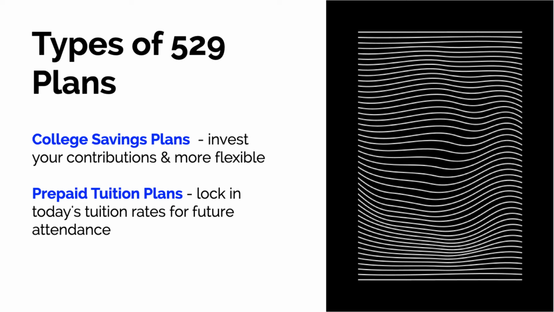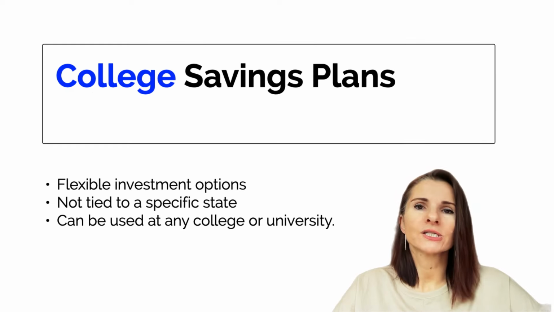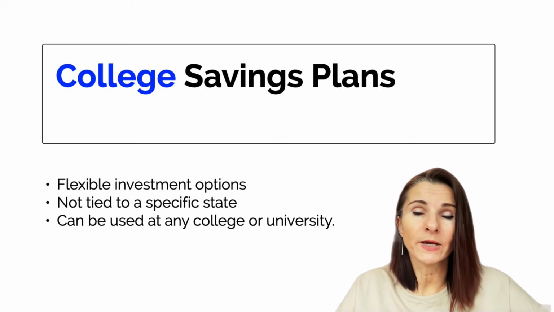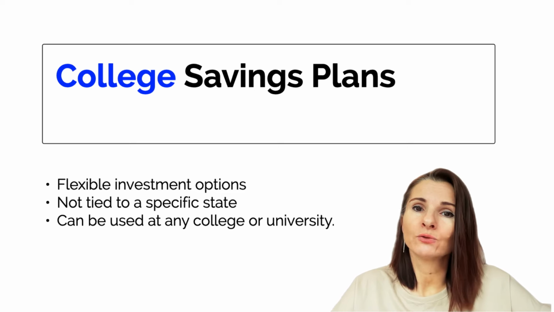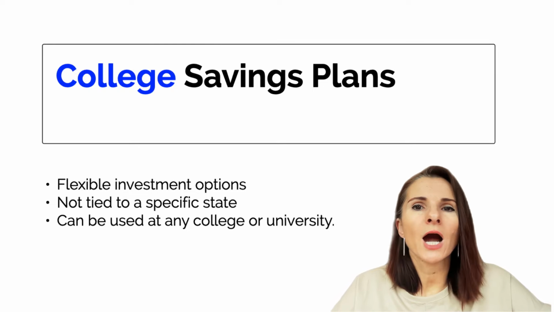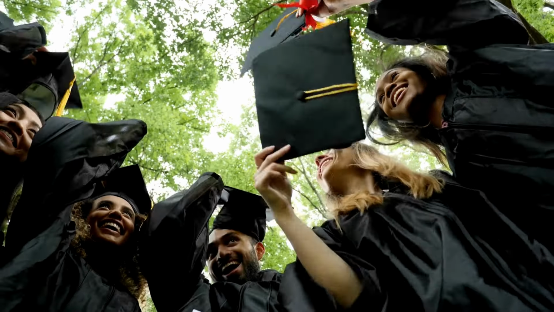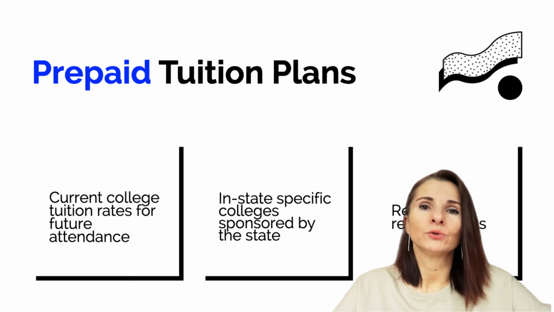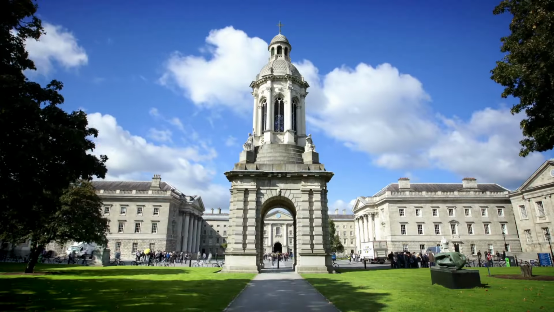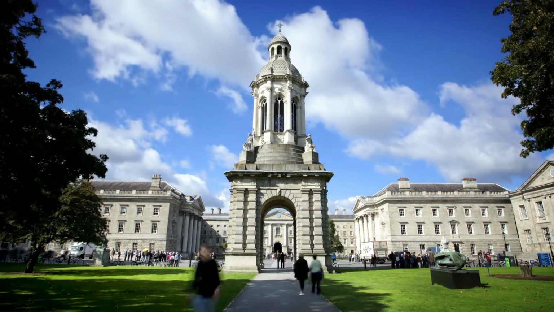There are two main types of 529 plans: college savings plans and prepaid tuition plans. The college savings plans let you invest your contribution into flexible investments. You are not required to live in a specific state, and you can use these funds for any college or university you choose. On the other hand, the prepaid tuition plans typically have residency requirements and cover public in-state colleges sponsored by the state.